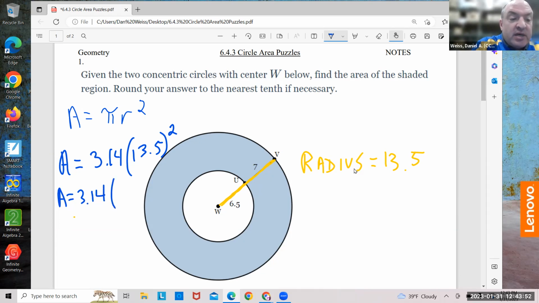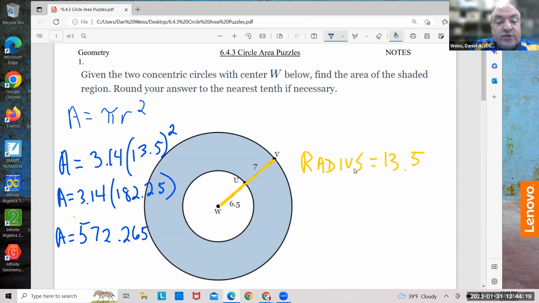So area equals 3.14 times 182.25. So I'm going to do 182.25 times 3.14, and that is 572.265. Okay. So that's the whole circle. Now, since we only want this blue region, we're going to subtract the area of the white circle.